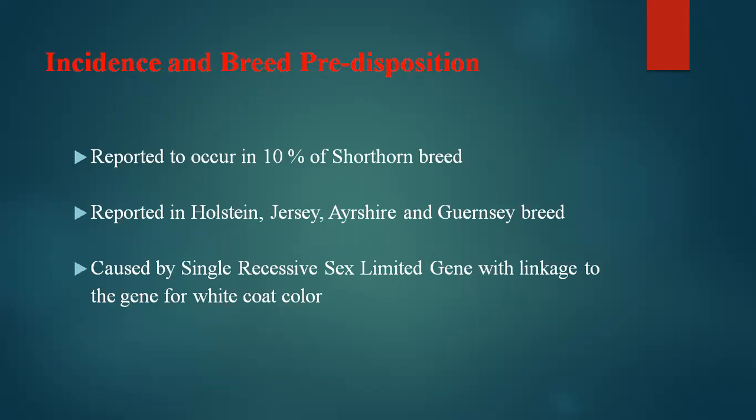Incidence and breed predisposition. Reported to occur in 10% of Shorthorn breeds. It has also been reported in Holstein, Jersey, Ayrshire, and Guernsey breeds, caused by a single recessive sex-limited gene with linkage to the gene for white coat color. So this is a sex-linked recessive gene disorder. If inbreeding is going on in a farm, these disorders are more likely to come up, because in inbreeding, recessive genes are expressed. It has a linkage with white coat color, so these heifers will be white, or at least the ears should be white.